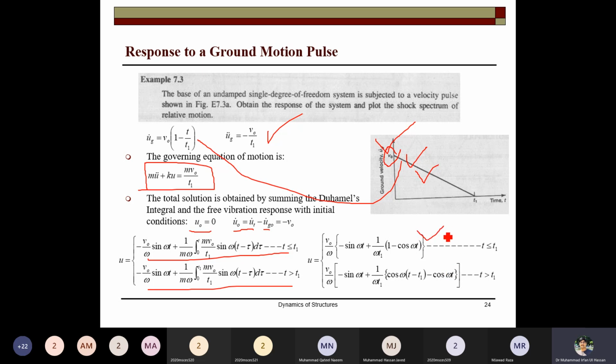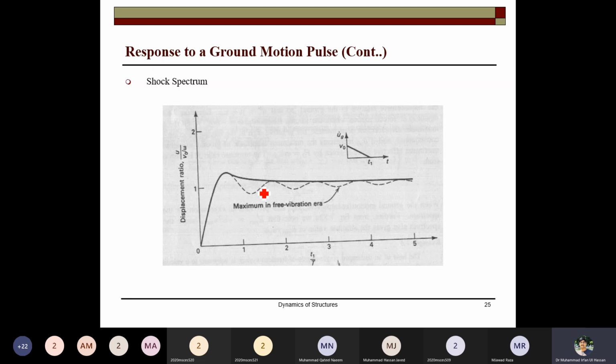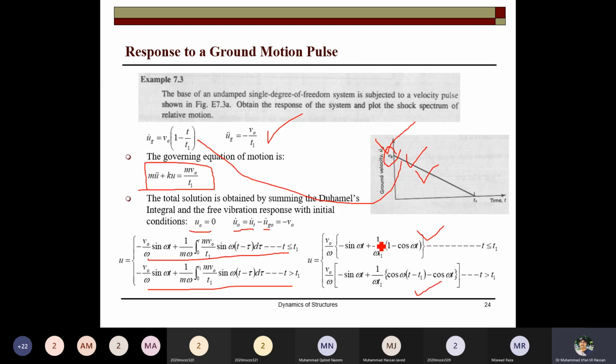Sin omega t, cos omega t. So in this case, when the structure is subjected to the velocity, then the displacement is obtained, and this is the t1 over t. So when any system is subjected to the velocity, then for t less than t1, this will be the response, and after that this will be the response, where you need to know the initial velocity value, and that's all.